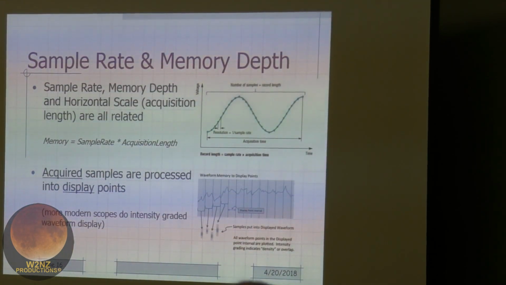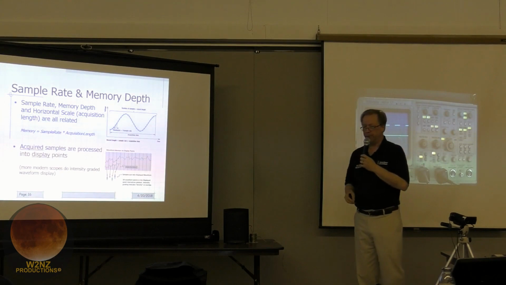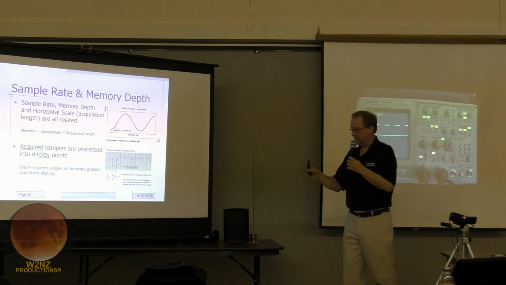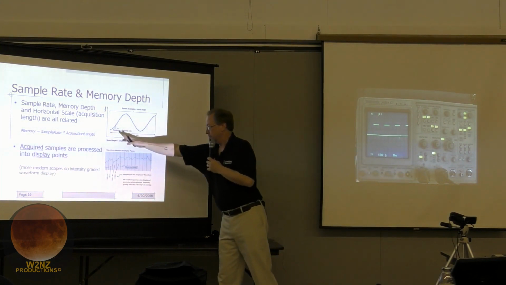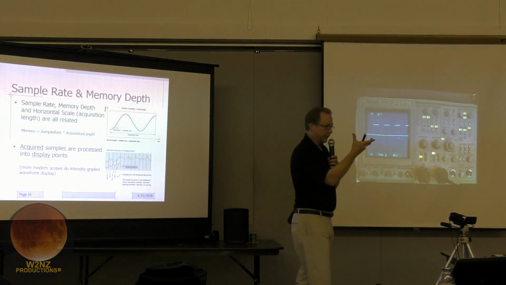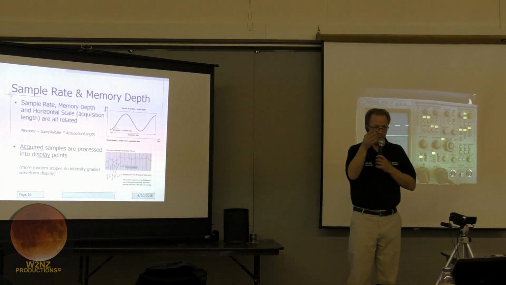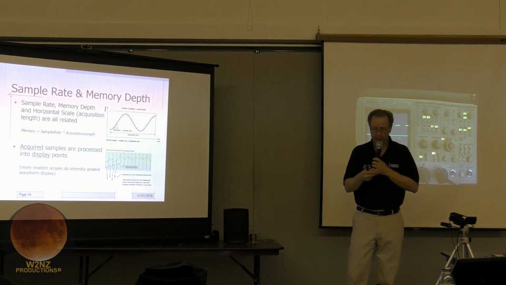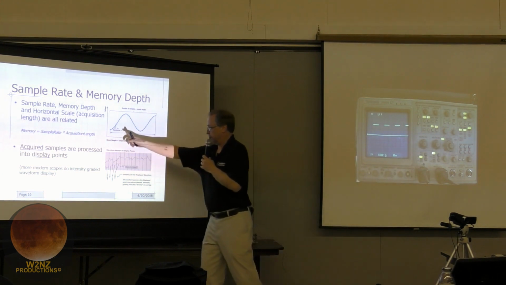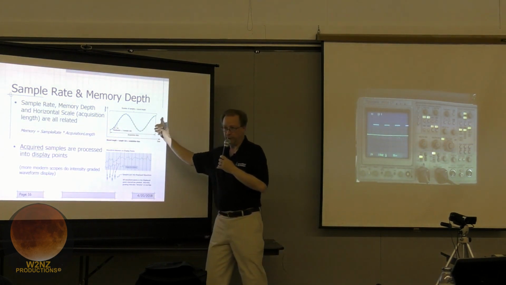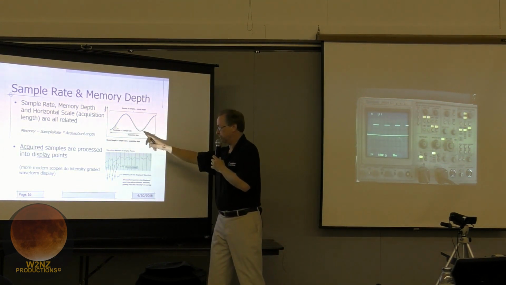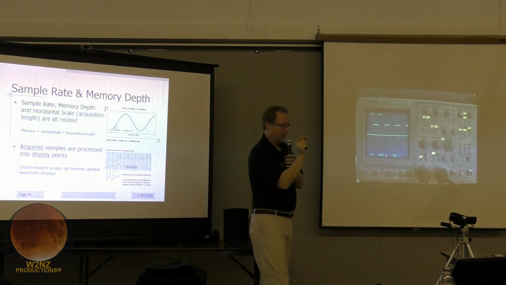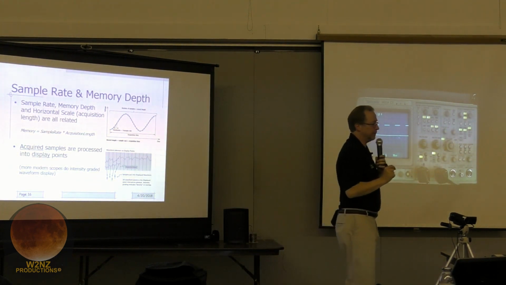So let's talk about sample rate and memory depth. These can be confusing topics. Because if you think about it, I'm going to have a certain amount of time that is represented across the screen. And how many samples do I want to put across that time? That's the sample rate. How many times am I going to take a picture of this waveform as it's varying? That kind of determines our sample rate, or essentially our resolution. How much time do I have from one sample point to the next?